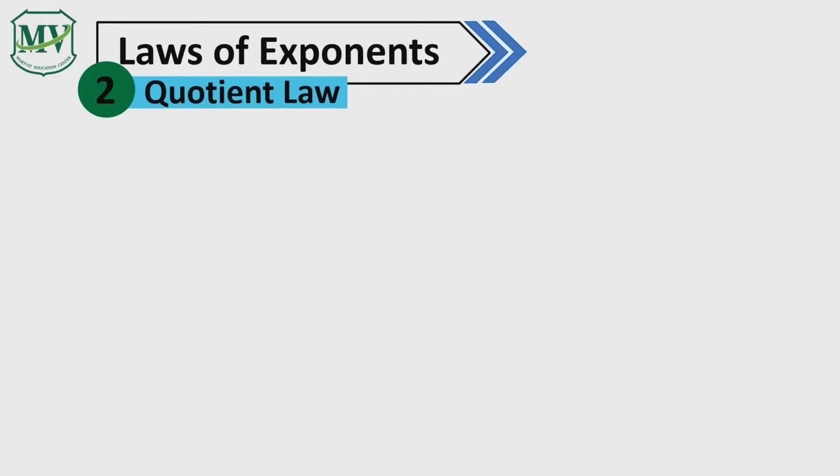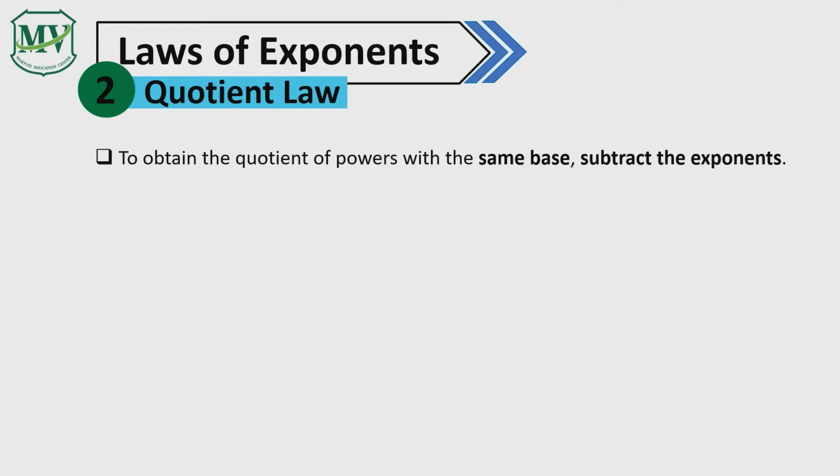Second, quotient law. To obtain the quotient of powers with the same base, we have to subtract the exponents. This could be written as a raised to the power of m over a raised to the power of n, and could also be written as a raised to the power of m divided by a raised to the power of n, equal to a raised to the power of m minus n.